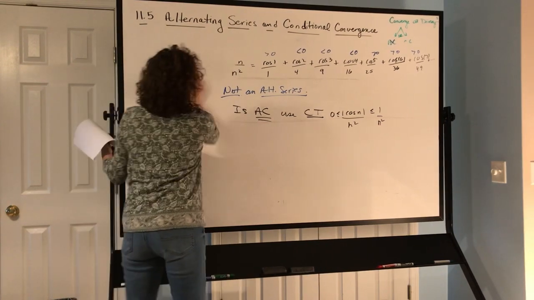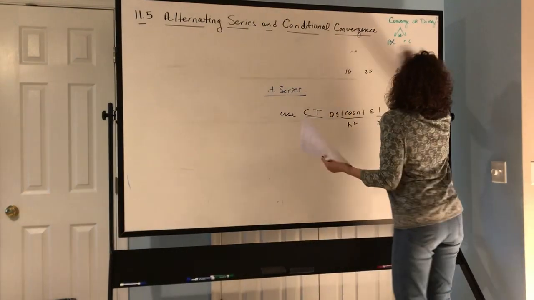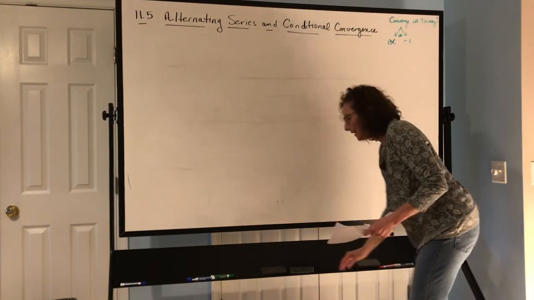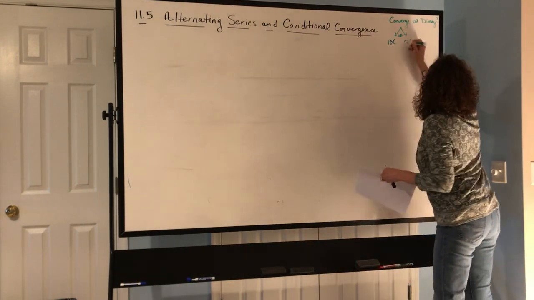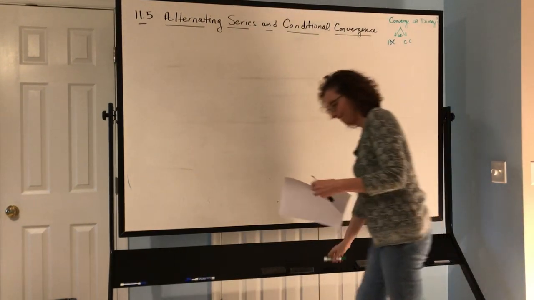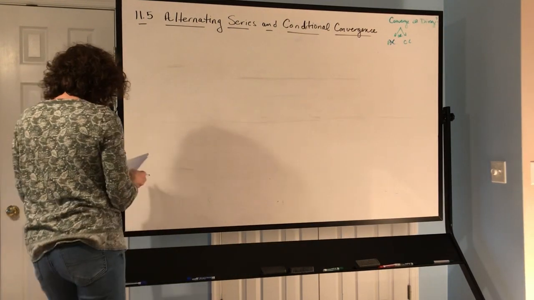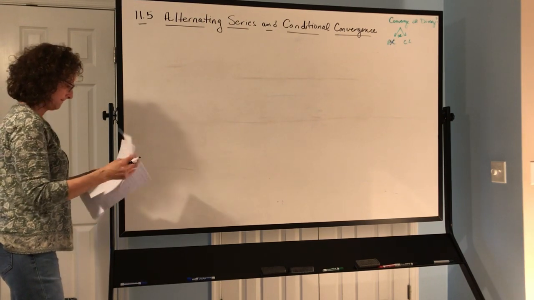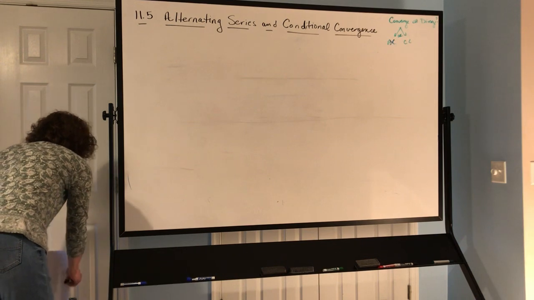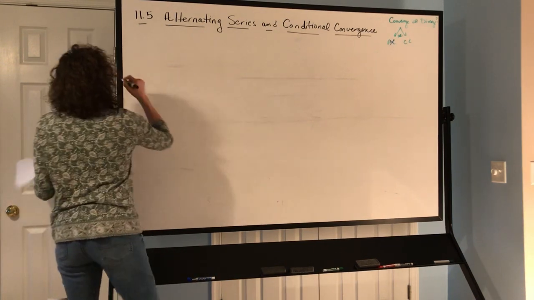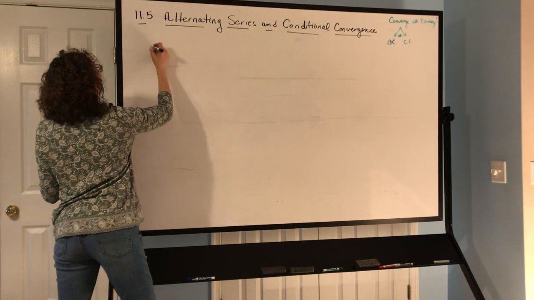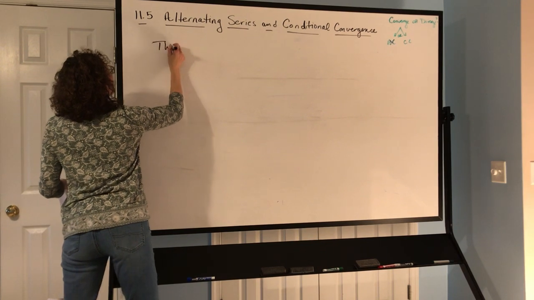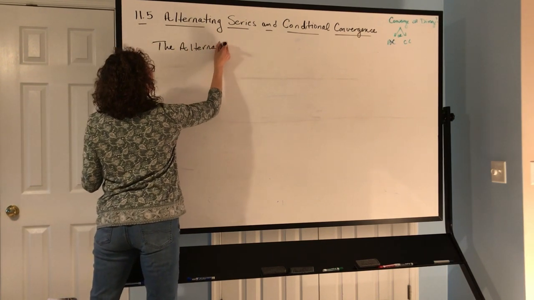So what do we do when we do have an alternating series and that alternating series is not absolutely convergent? Then we're looking for conditional convergence. Okay? So for that, we'll use the alternating series test.